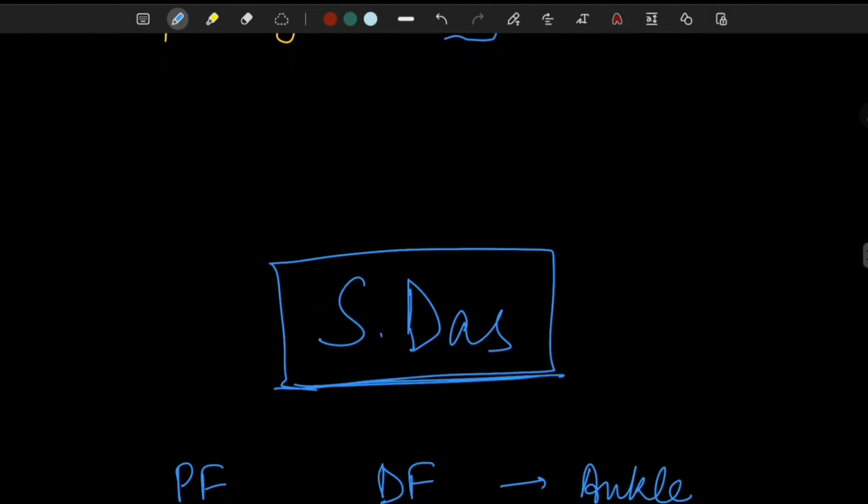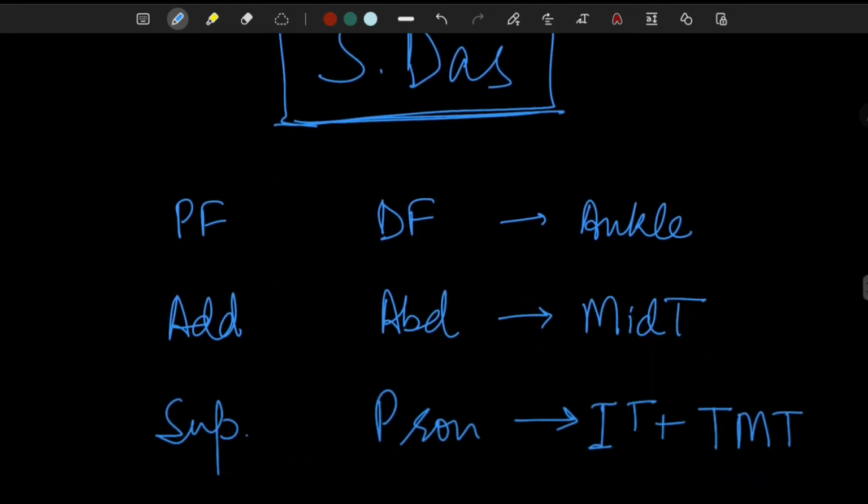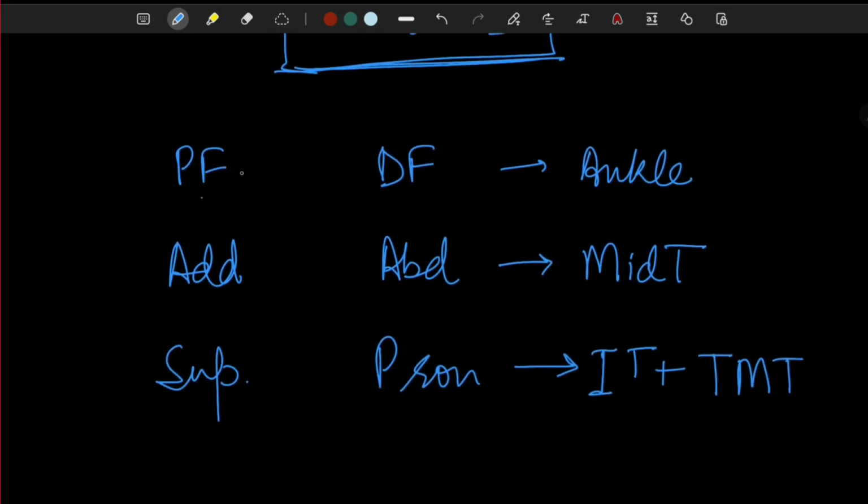Now an important clinical textbook of Indian surgery is the SDS, which mentions that we already know that plantarflexion and dorsiflexion are at the ankle joint, adduction and abduction are at the mid-tarsal joint, and supination and pronation are at the intertarsal and tarsometatarsal joints.